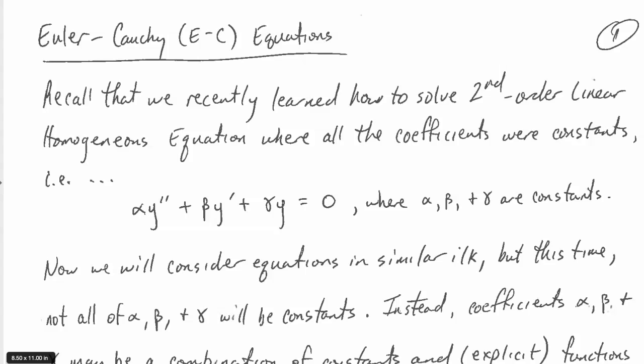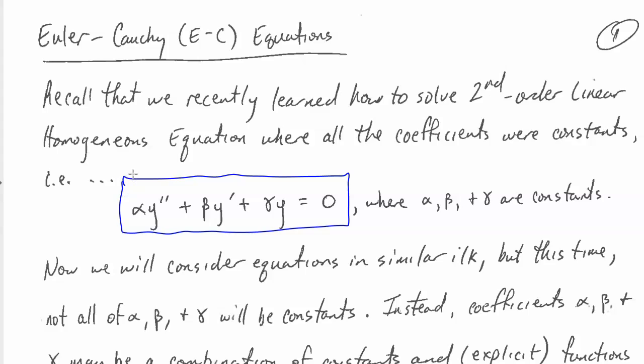So when we talk about Euler-Cauchy equations, what we're really talking about is another special case of a second-order linear homogeneous type of equation. If you've watched my videos on solving second-order linear homogeneous equations, where all of the coefficients are constant, then you'll realize here that the form of the equation that I have here is actually what that looks like.